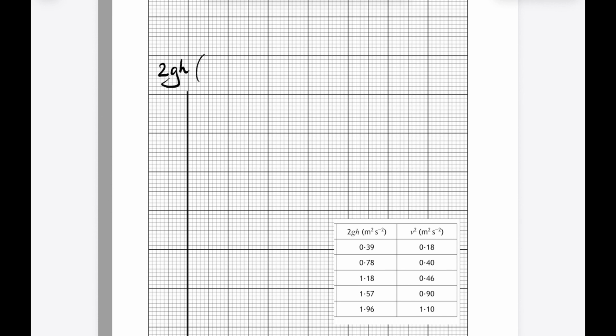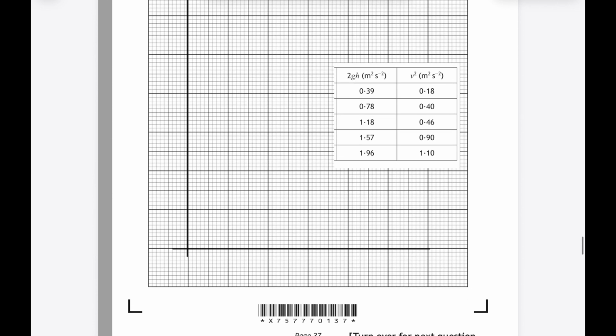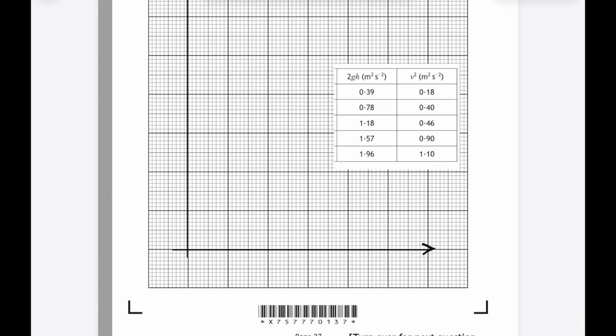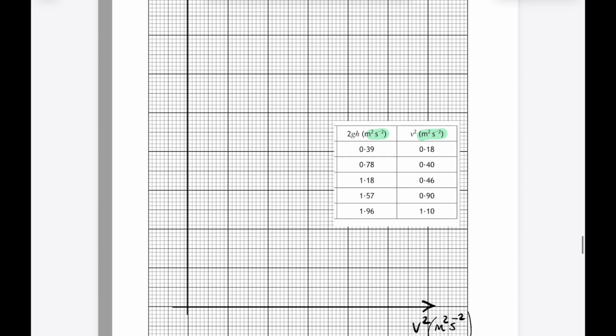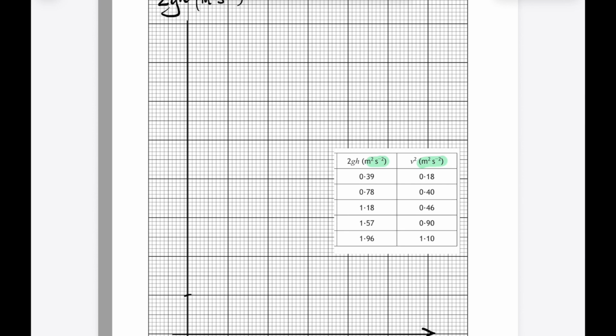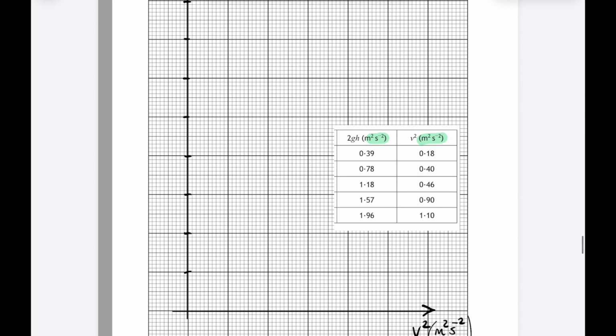The units of that is metre squared per second squared. Don't worry too much about that. And on the x-axis we want v squared. And the units of that is also metre squared per second squared. Which means our gradient is actually not going to have any units, but it's the value of the gradient we need. So we're going to plot a graph of the values in the table, and of course we need a suitable size and scale for each axis.